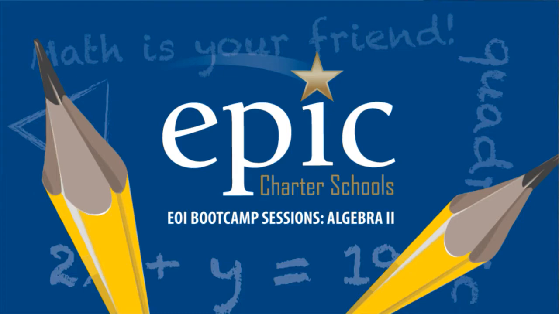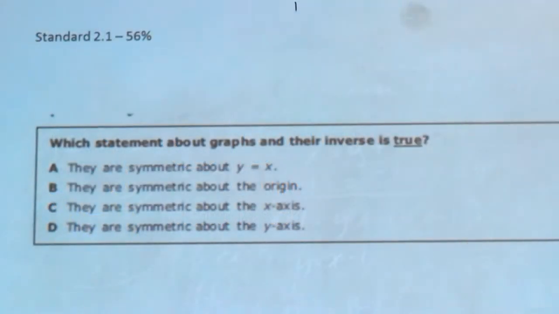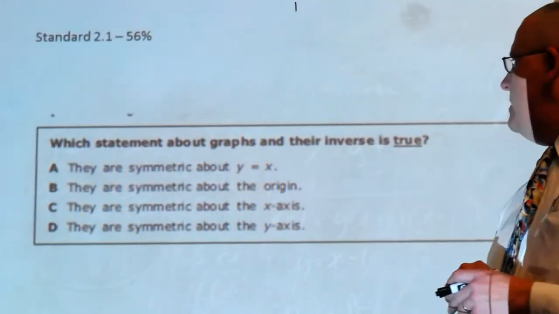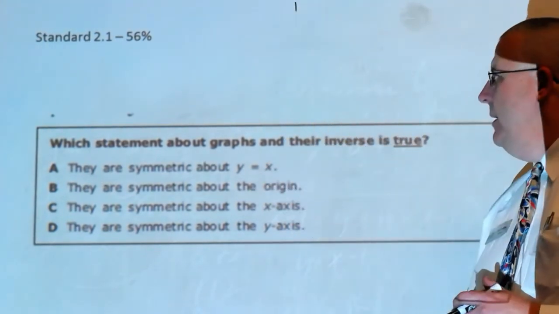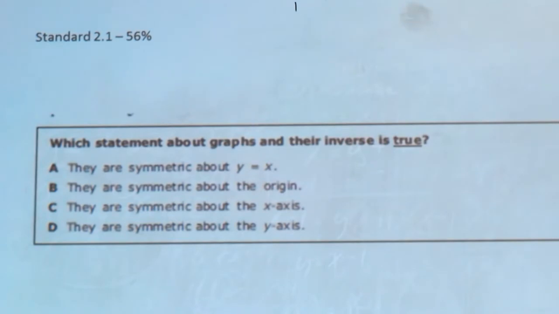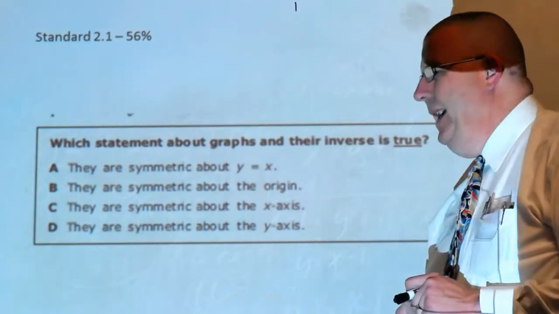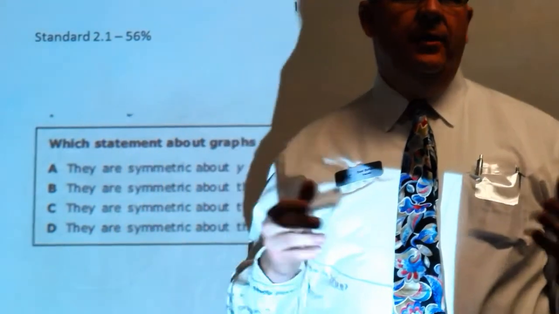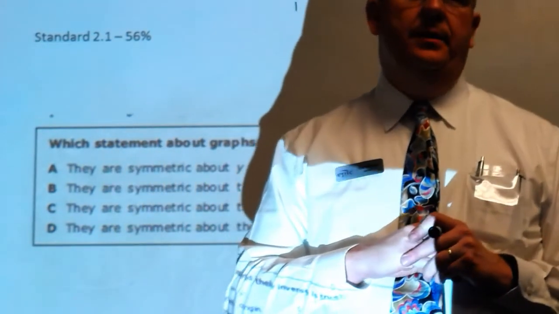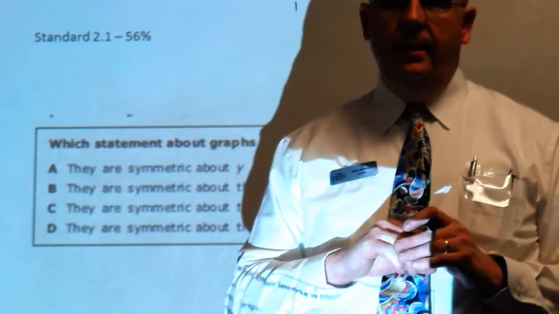Ready? All right, this question says, which statement about the graphs of the inverse is true? They're symmetric about the y equals x. They're symmetric about the origin. They're symmetric about the x-axis, the y-axis. Well, here's the thing. Functions and their inverses are always symmetric about the line y equals x. And here's why.